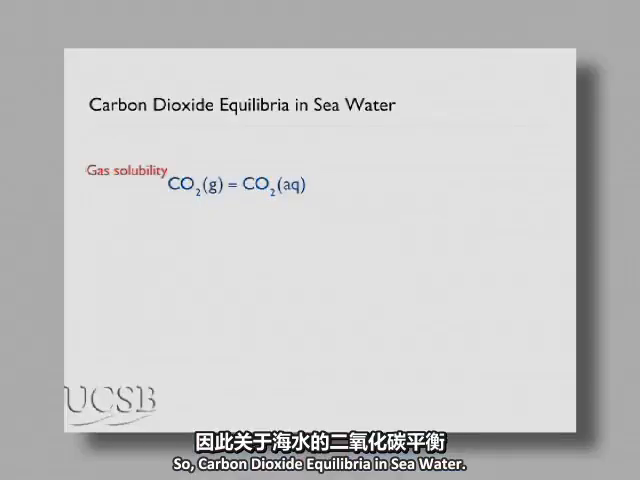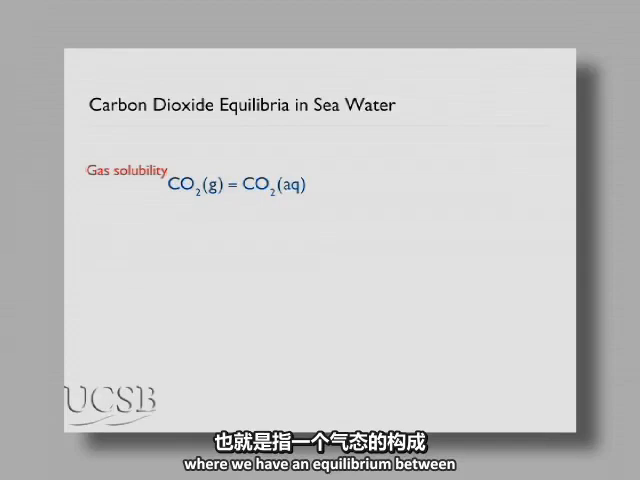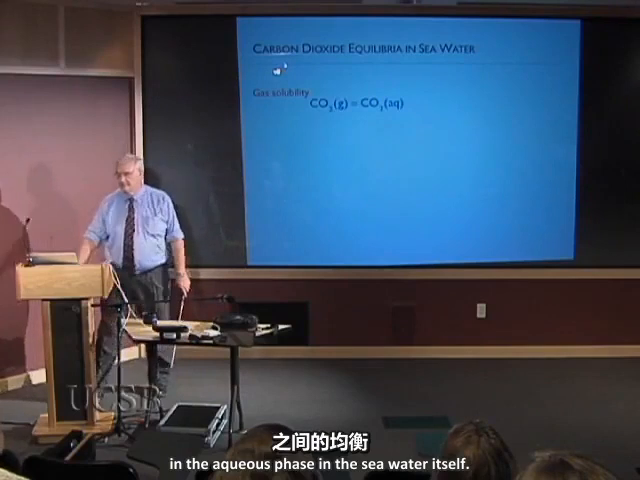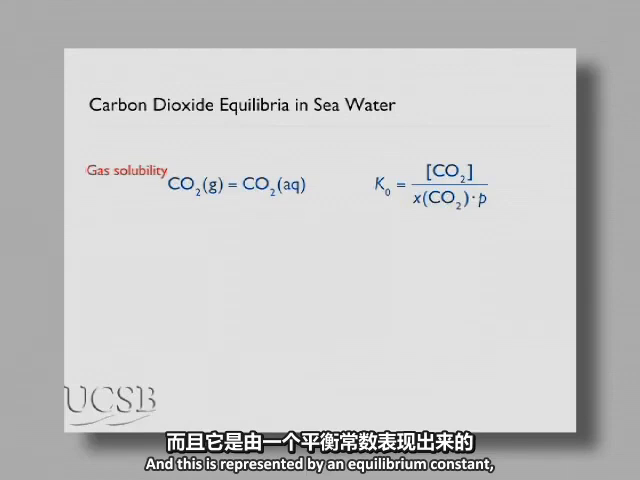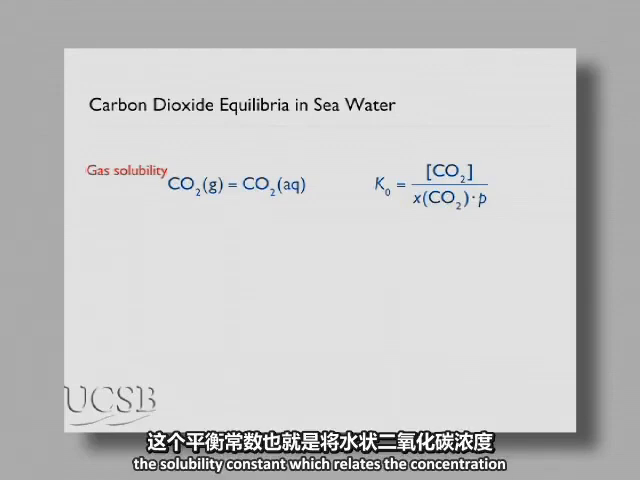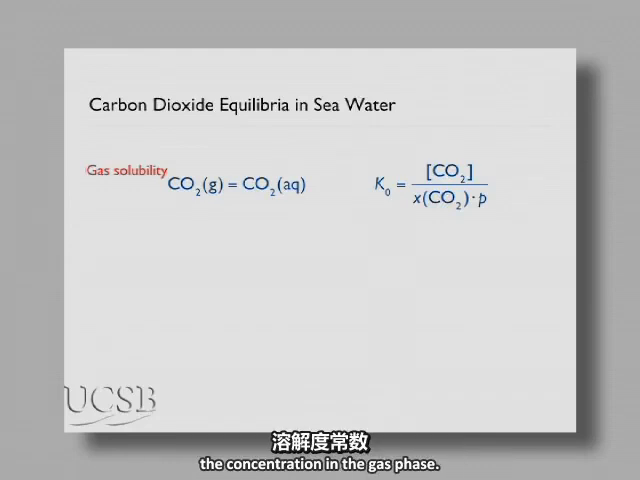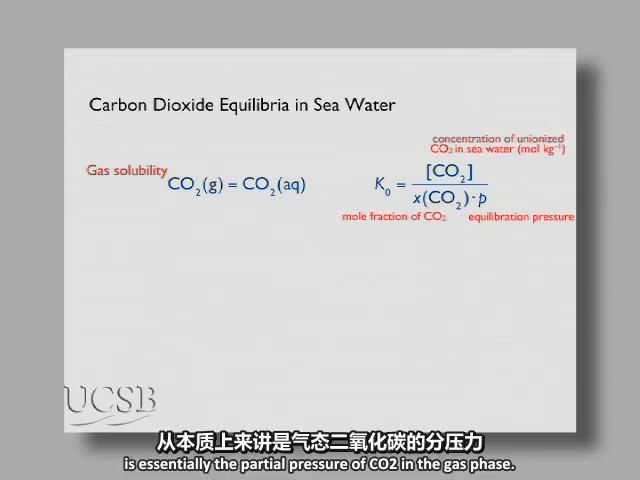So, carbon dioxide equilibria in seawater. The first thing to recognize is gas solubility, where we have an equilibrium between the composition of a gas phase and what's actually present in the aqueous phase in the seawater itself. And this is represented by an equilibrium constant, the solubility constant, which relates the concentration of the aqueous CO2 to a measure of the concentration in the gas phase. That product of mole fraction and total pressure is essentially the partial pressure of CO2 in the gas phase.